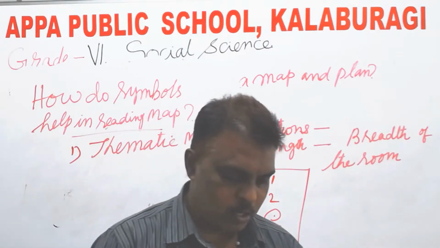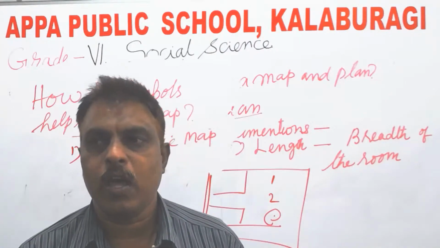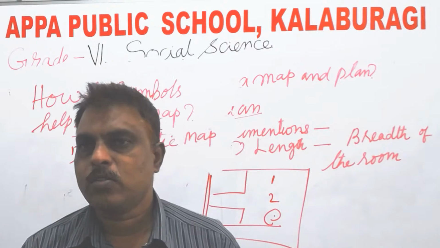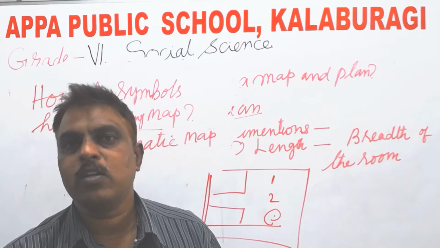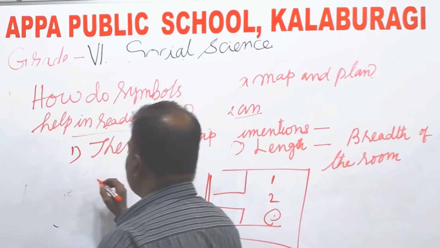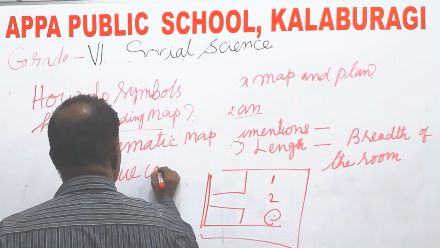Choose the answer. The blue color is used to show a peninsula. A peninsula has 3 sides of water. How do you understand the water is there? The 3 sides water is there. That is what we show in this map with the blue color.